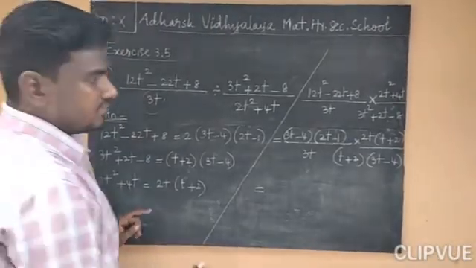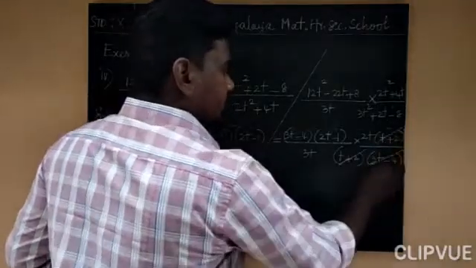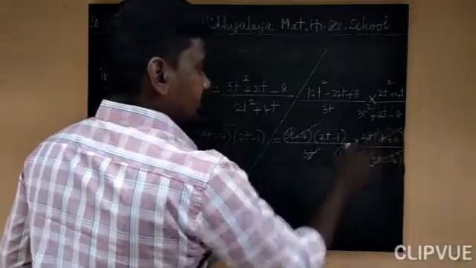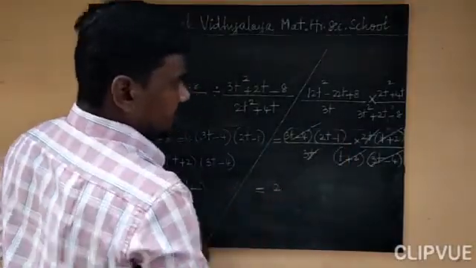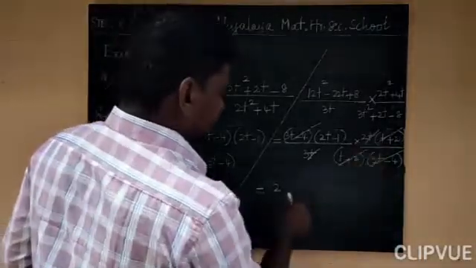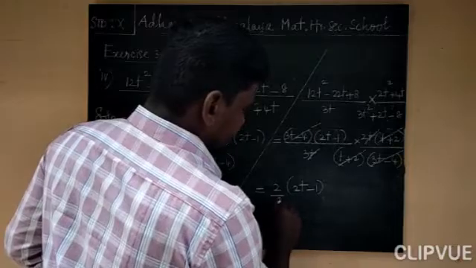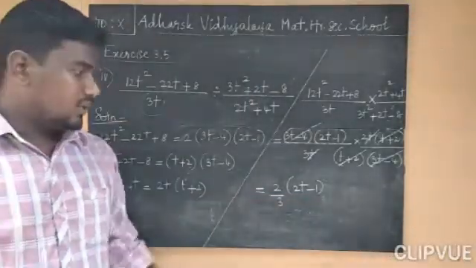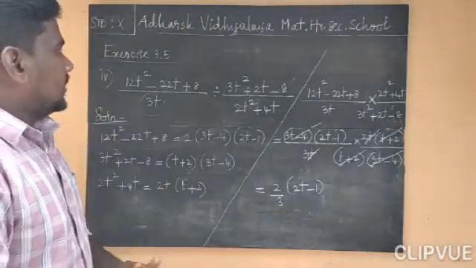So the common factors: t plus 2, 3t minus 4, 3t minus 4, and this t and this t. So what do we have? This 2 into, this 2 will be there, 2 into 2t minus 1 divided by 3. So 2 by 3 into 2t minus 1. This is the simplest form of this rational expression.